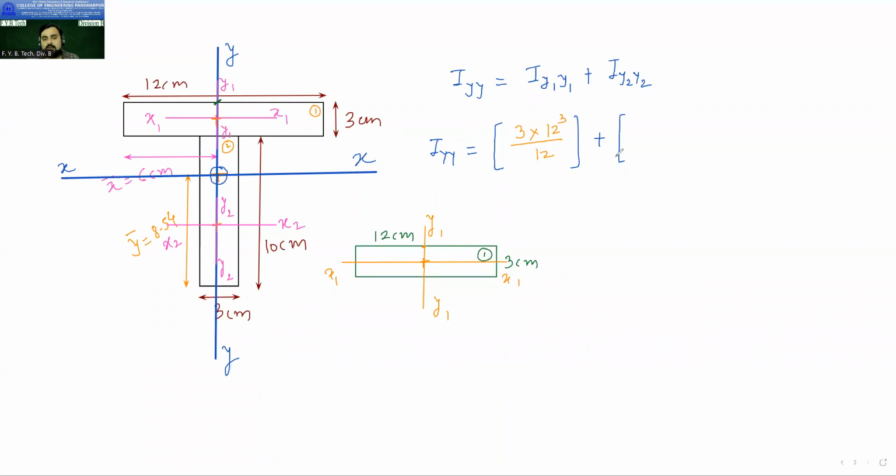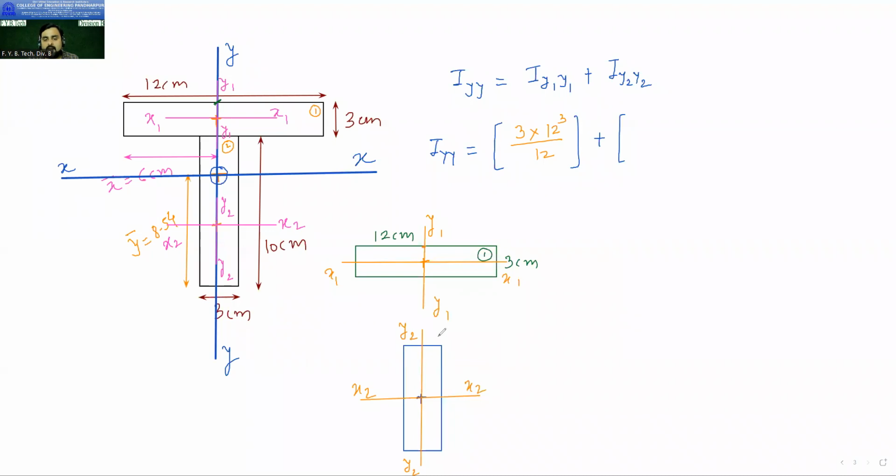Iy2. Now what do we have to do for y2? I have to look at the second figure. So again, I will draw the second rectangle. Now see, this is my second rectangle. And the centroid of the second rectangle is situated somewhere here. If I draw my x and y axis, this is the x2 of the second figure, and this is y2. I am showing both separately so it will be easier for you to understand. Now this is y2 and this is x2.